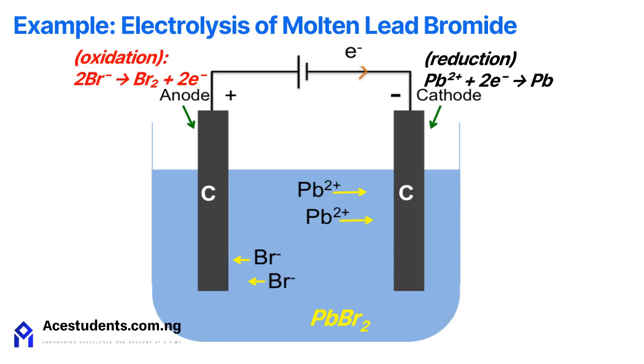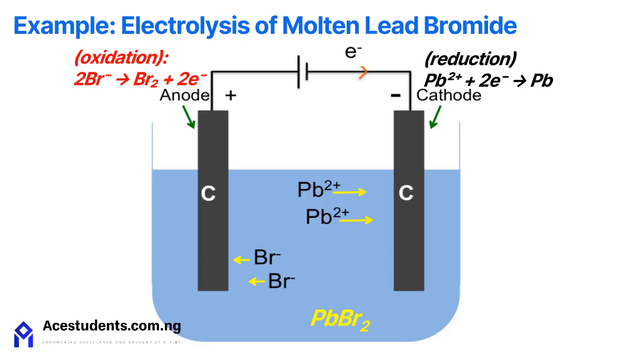Now let us show this in terms of half equations. At the anode, each bromide ion loses one electron. Two bromide ions combine to form a bromine molecule and release two electrons. The half equation is: two bromide ions form bromine gas and 2 electrons.